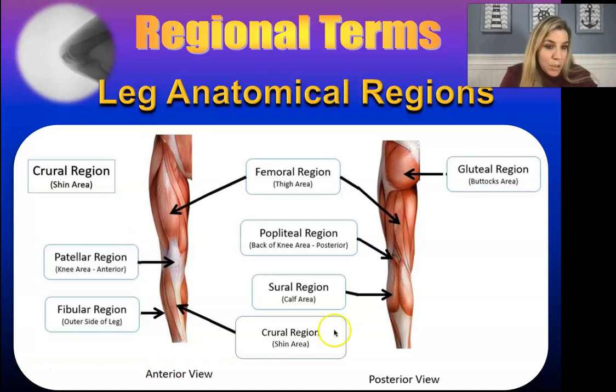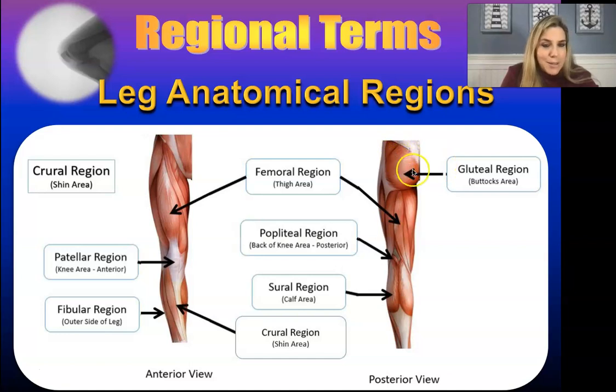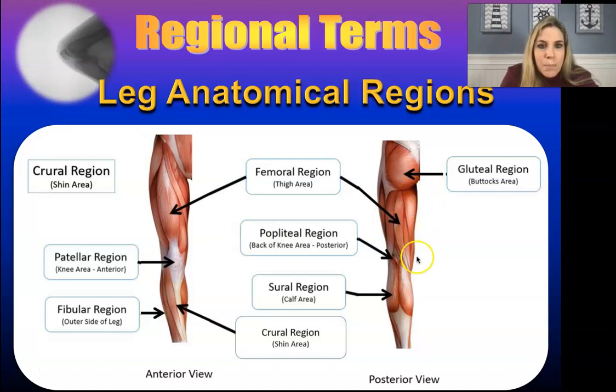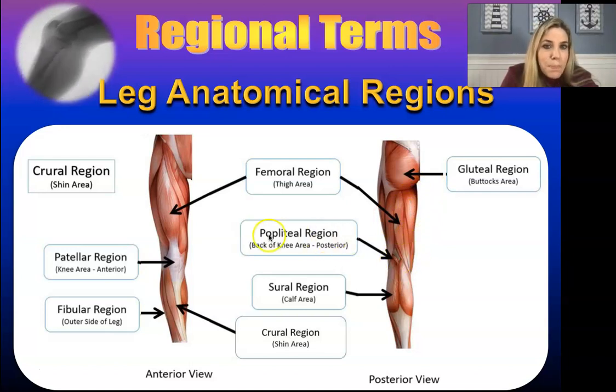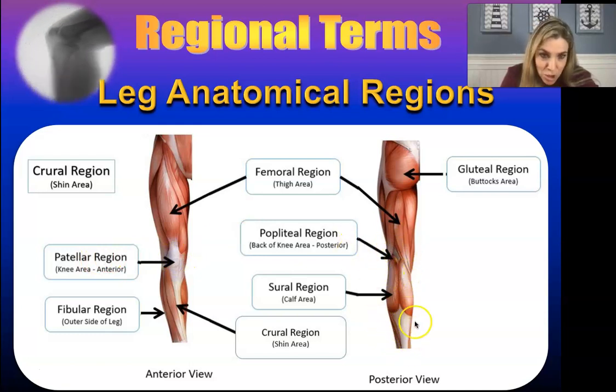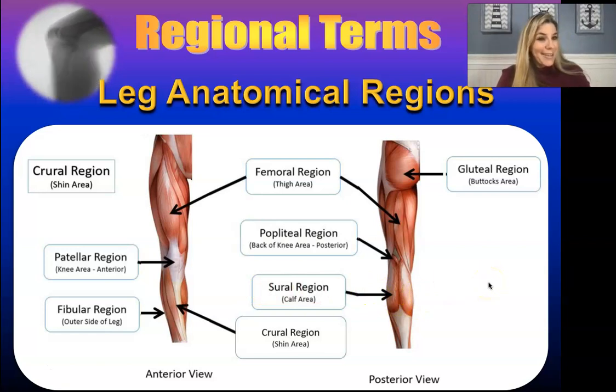And now we're going to flip the person over to the posterior side. Of course, you have the gluteal region we've already talked about, so that's the buttocks area. And here's the femoral region from the posterior side. But the back of the knee area is called the popliteal region. So the front is the patellar, the back is the popliteal, and then the back of the shin, which is your calf, right? The calf area is called the sural region. So it kind of rhymes with crural. So front crural, back sural. All right, so that's the leg anatomy.